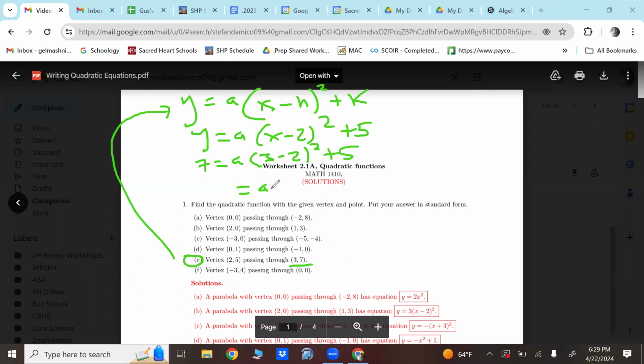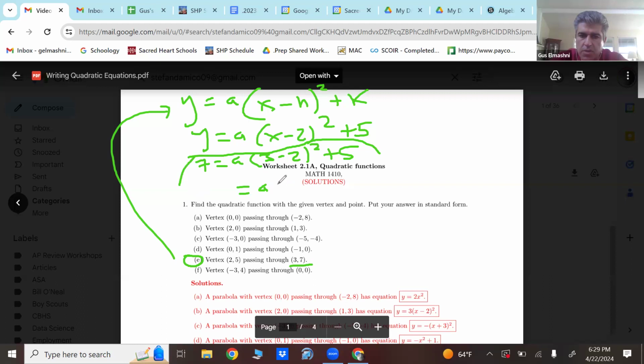y goes and A. Hold on, 3 minus 2 is 1 squared. 7. Here's your equation. I'll run through. 3 minus 2 is 1, so A times 1 plus 5 equals 7. Okay, good.